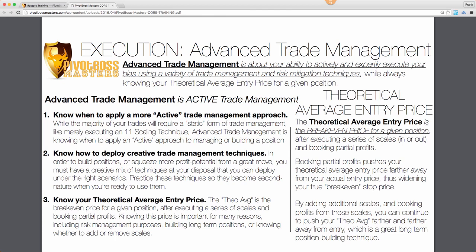So advanced trade management is active trade management. And number one, it says here, knowing when to apply a more active trade management approach can be very, very crucial. So you have to know when to apply that approach. Again, for most of us, it's safest to stick with the same basic approach that we usually use. Stick to 11. Stick to the 21 scaling technique. Stick to the 111 or the 211.